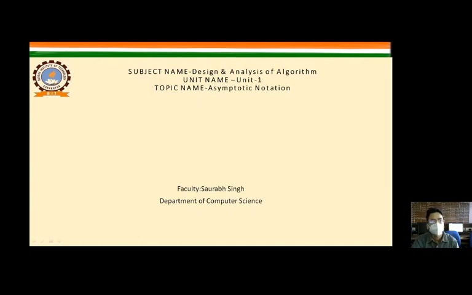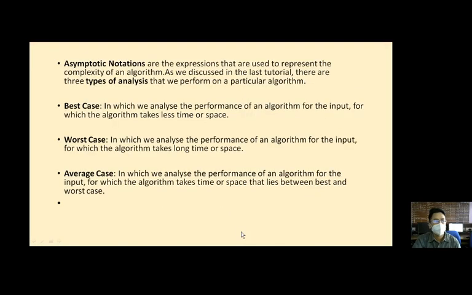Hello students, today I am going to teach you the asymptotic notations. The asymptotic notations are the expressions that are used to represent the complexity of an algorithm. As we discussed in the last tutorial, there are three types of analysis that we perform on the particular algorithms.